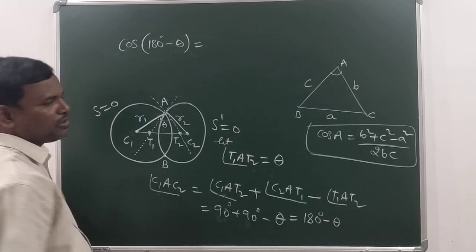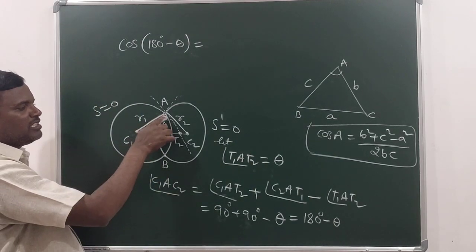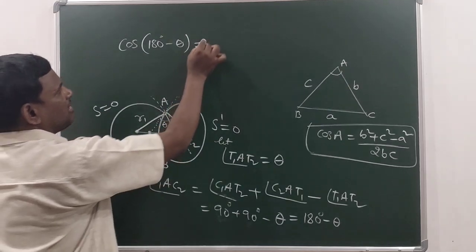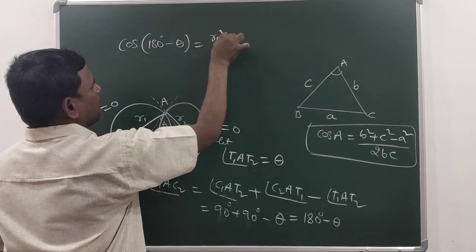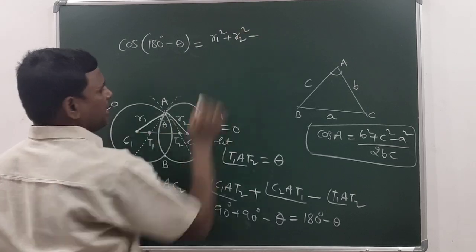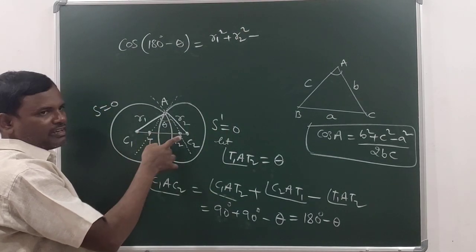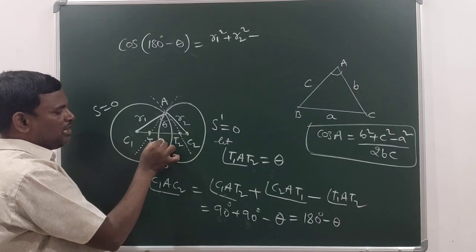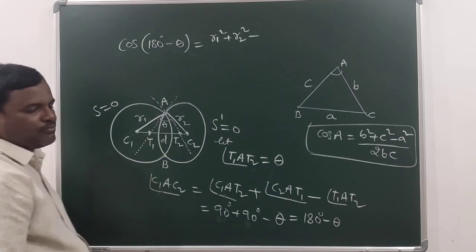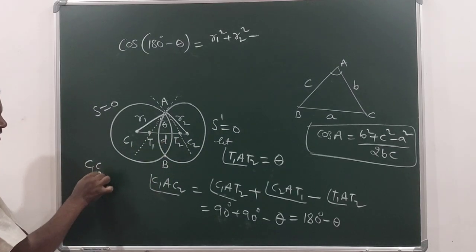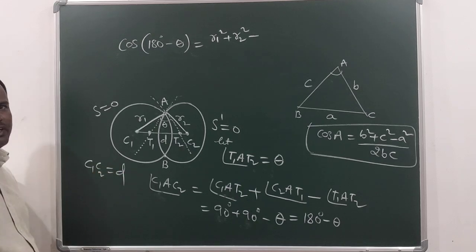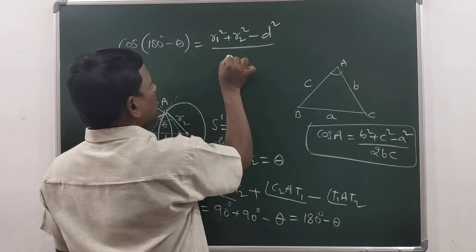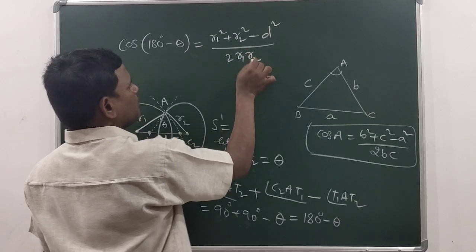So the same cosine rule I am going to apply for this vertical angle. Here the adjacent sides are r1 and r2, so r1 square plus r2 square minus the opposite side square. With respect to this vertical angle, the opposite side is C1C2, whose length let us name d. The distance between their centers is d. Now write that, d square by 2r1 r2.